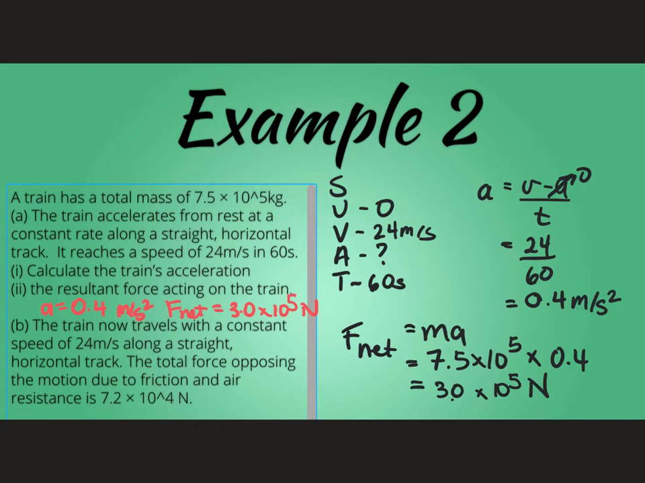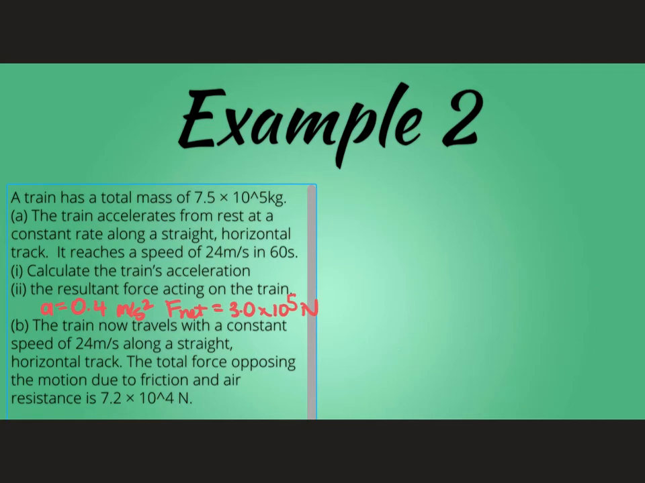And I'm going to put my values over to the side again so I can give myself some space. All right, so the train now travels with a constant speed of 24 meters per second. As soon as you hear constant speed, we want you to think Newton's first law. All the forces must be balanced. Okay, so that is a very key term for you to be looking for in these questions.